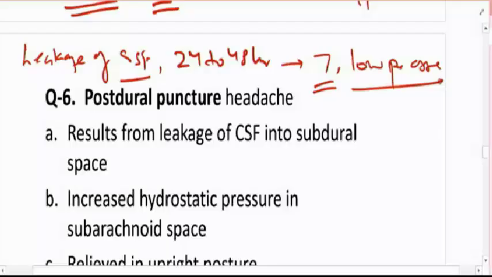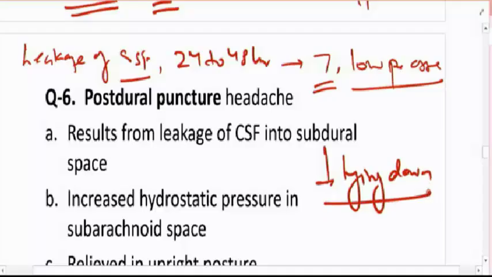Now, the headache is increased in sitting and standing position and decreased in lying down position. This is very pathognomonic of this headache. If the patient is complaining of a continuous headache which does not have any positional correlation, then you cannot label it as a post-dural puncture headache. Then it could be meningitis also. But in post-dural puncture headache, when the patient lies down, the patient will say, okay, my headache is now less, it is relieved. But in sitting and standing position, the headache increases.